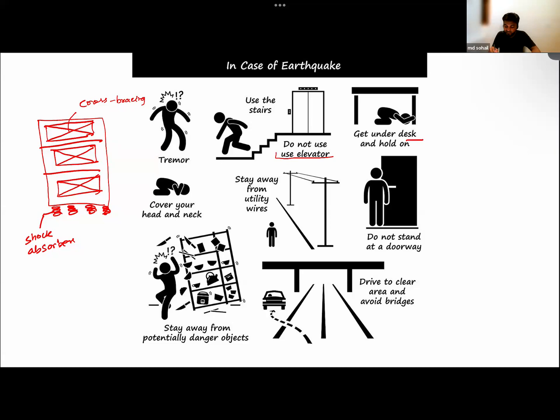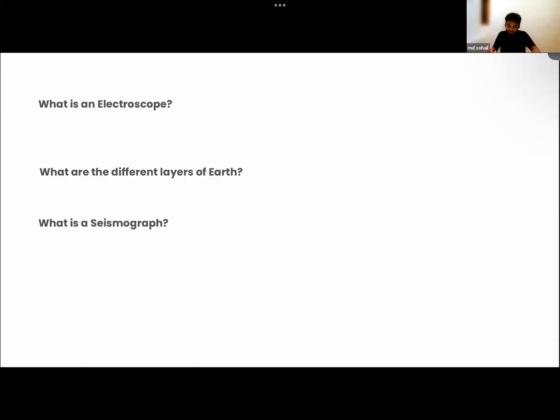Get under a heavy desk. Stay away from utility wires, that is power lines. Cover your head and neck like this. If you're in an open area, stay away from potentially dangerous objects. Drive to a clear area and avoid bridges. Always avoid bridges, and do not stand at the doorway. Okay, these are some general precautions. Now the chapter is completed.